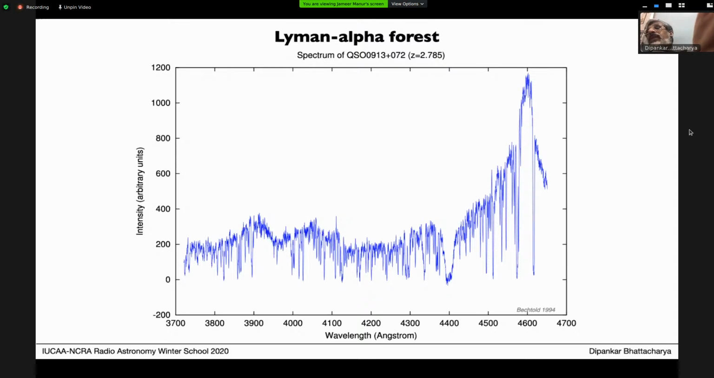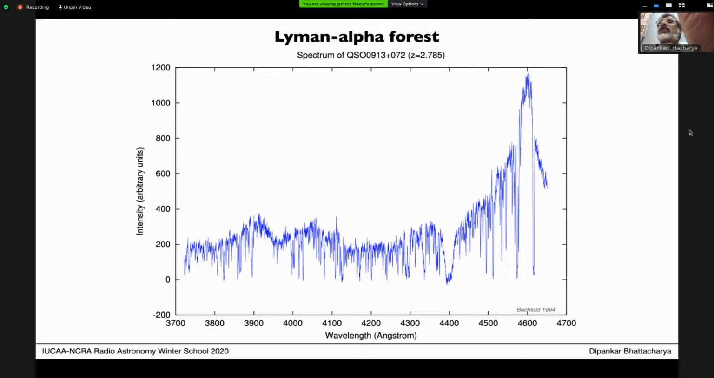And in fact, clouds of hydrogen, wherever they exist, can absorb very efficiently the incoming radiation at Lyman alpha frequencies. And this is an interesting way of observing the distribution of hydrogen gas along the line of sight to a very distant object. For example, let's take a quasar.